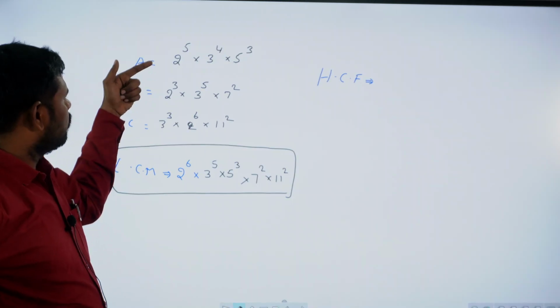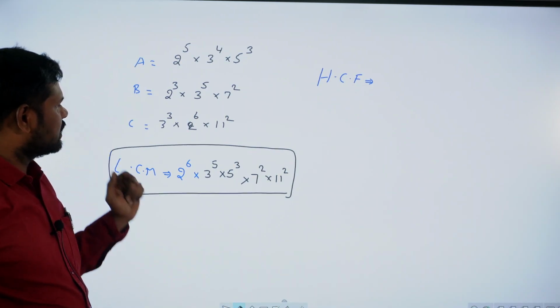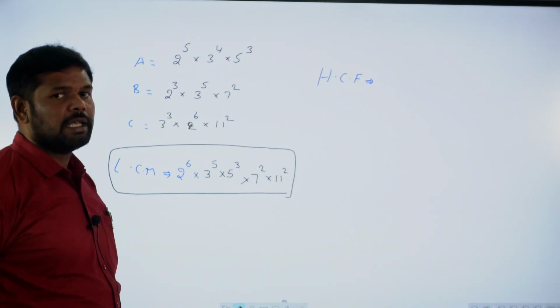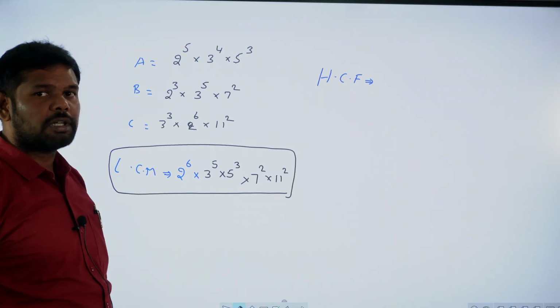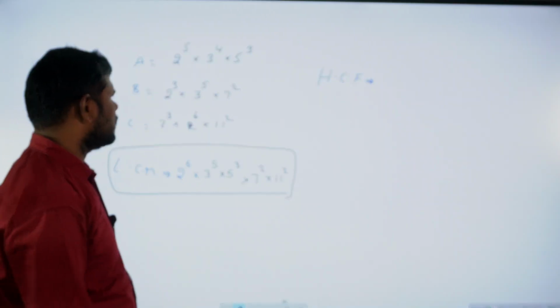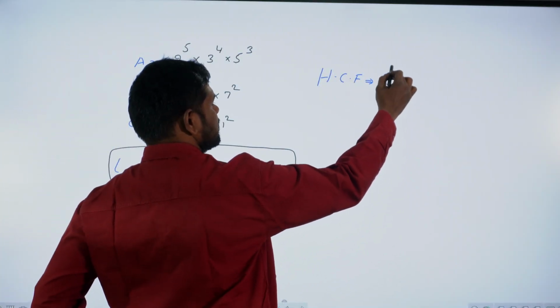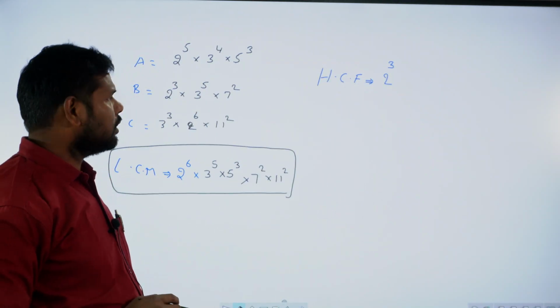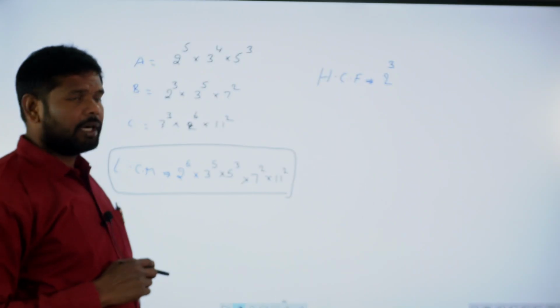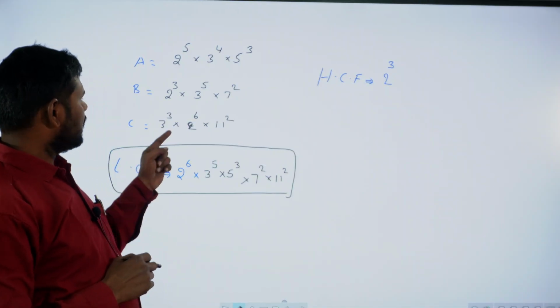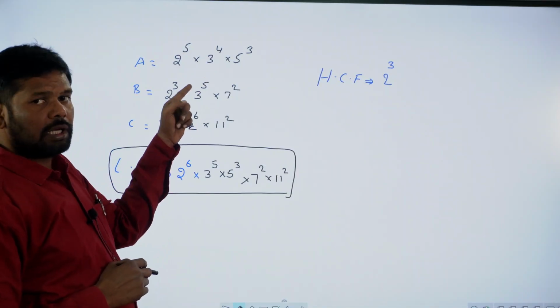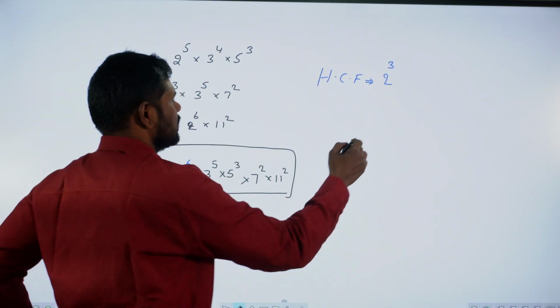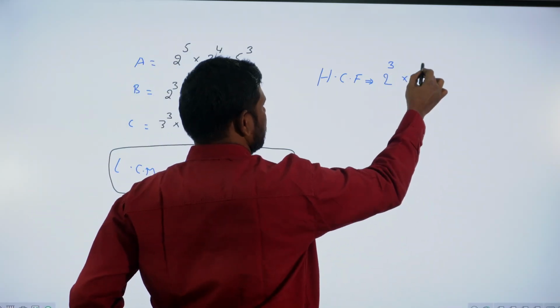Just observe 2 power 5, 2 power 3, 2 power 6. Powers of 2 are present in A, B, C, but which one is common to all three numbers? Only 2 cube. So you consider the common, or least, power of all the numbers. And 3 power 3, 3 power 5, 3 power 4: 3s are there, so the least value is 3 power 3. So 2 power 3 into 3 power 3.